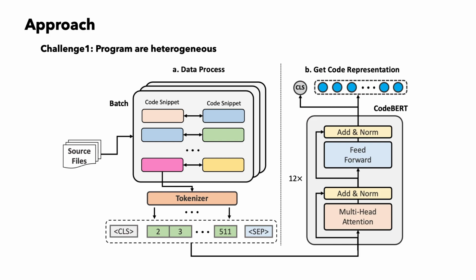The first step is data processing. We process all programs into batches, where each batch consists of code snippets that belong to the same task but use different programming languages. For each code snippet, it is first split into a list of words. Then it is put into CodeBERT's tokenizer. The second step is to get the code representation. We feed the code into the model, and it will generate a vector representation shown in the figure. We only use the CLS token for code clone detection because it is the sentence representation. We fine-tune the model using contrastive learning, which will be illustrated in the next slide.